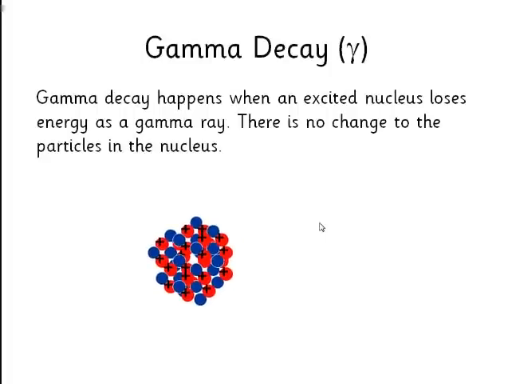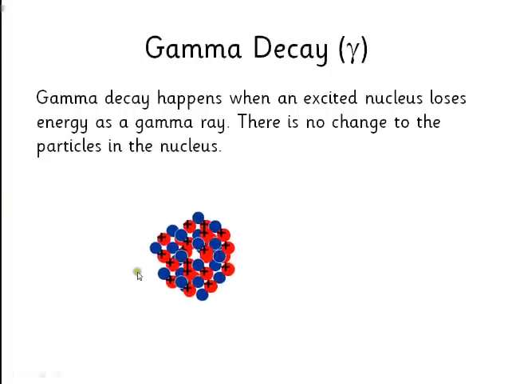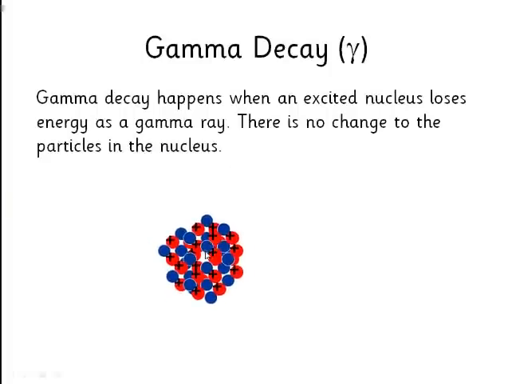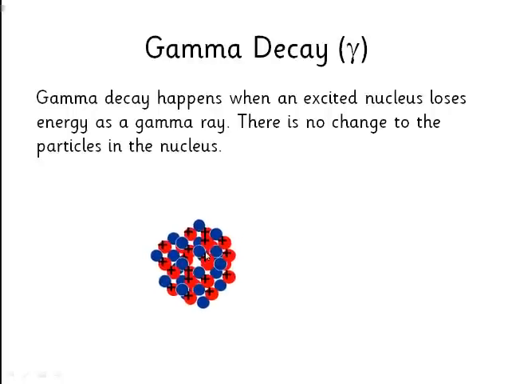And finally, in gamma decay, here we can see our excited nucleus. So it's an energetic nucleus, and it will release energy. It loses energy, and it loses it as a gamma ray. So here we go. It sends out very quickly. You might not have seen that, but there's no equation here. Nothing happens. No change to the nucleus whatsoever.